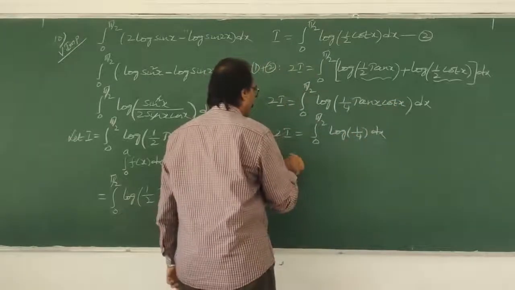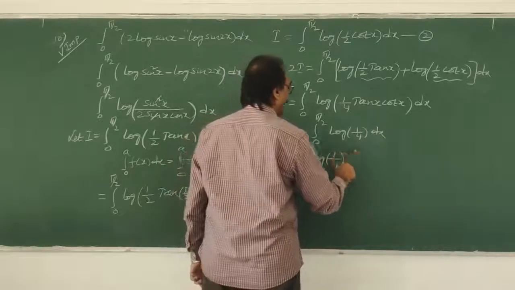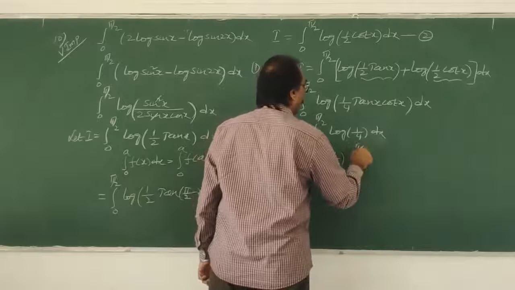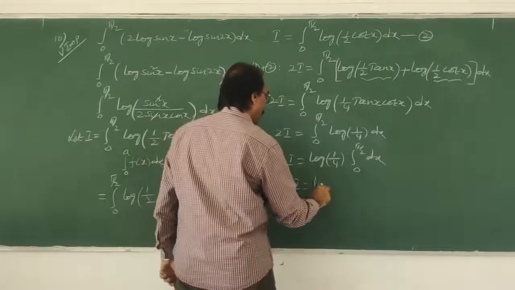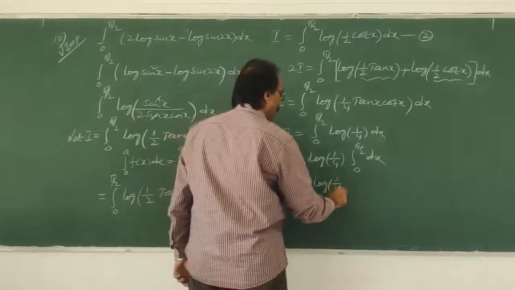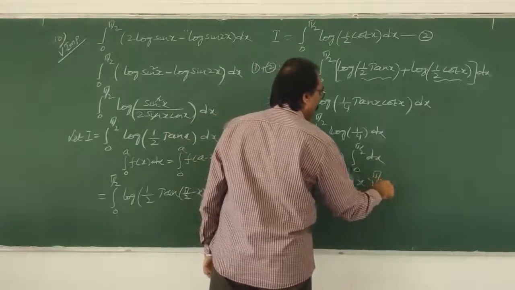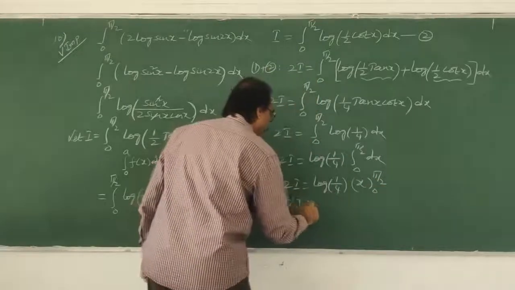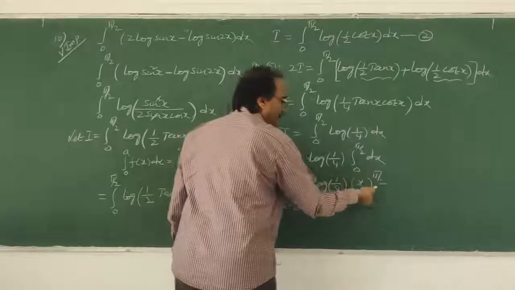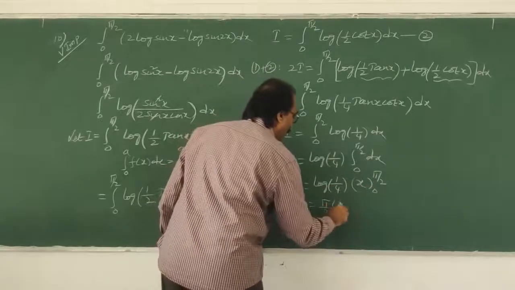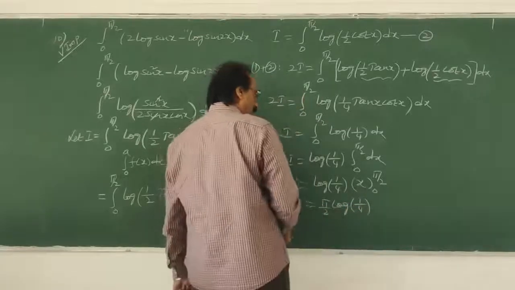Now you tell me what is log of 1 by 4? Constant, take outside, log of 1 by 4 into integral 0 to pi by 2 dx. So 2i is equal to log of 1 by 4 into integral dx, which is how much? x, that is equal to 0 to pi by 2. So 2i is equal to, upper limit is how much now? Pi by 2 minus 0, pi by 2, pi by 2 into log of 1 by 4, correct? Log of 1 by 4.